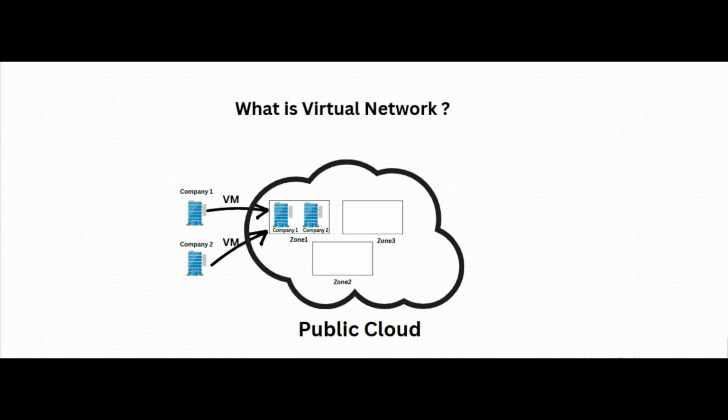In Azure, the isolated network is called a VNet. So this is all about the VNet, or in AWS we call it a VPC, virtual private cloud.